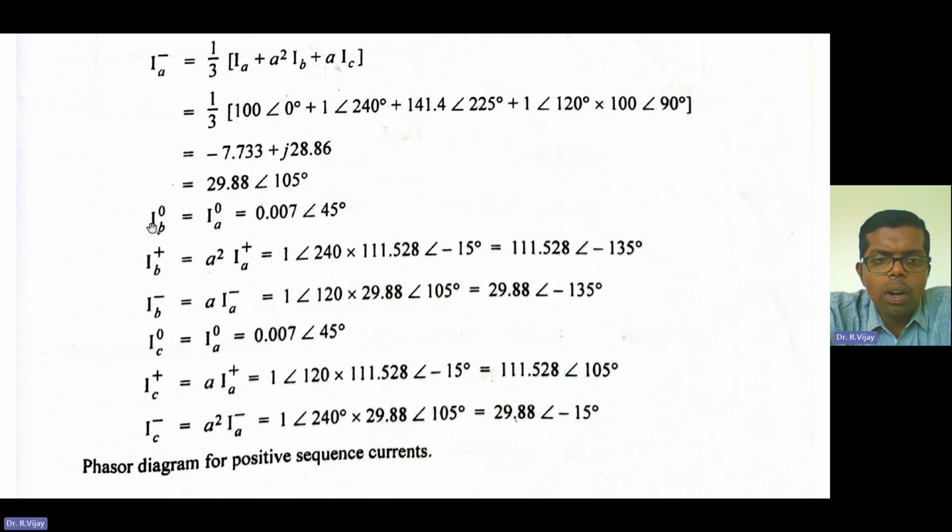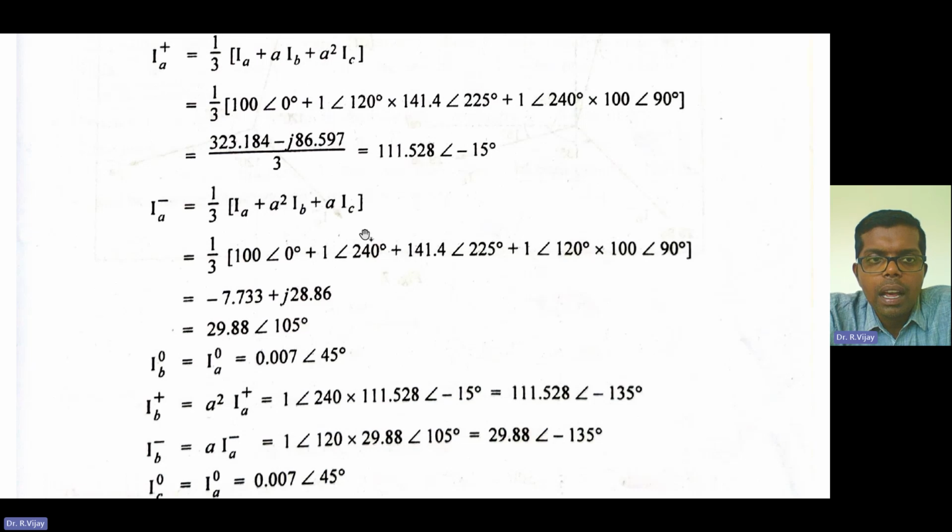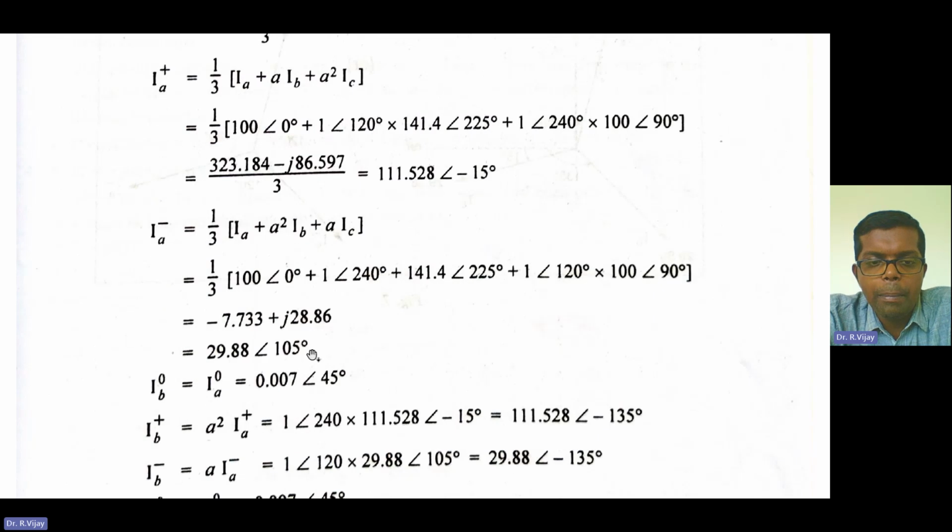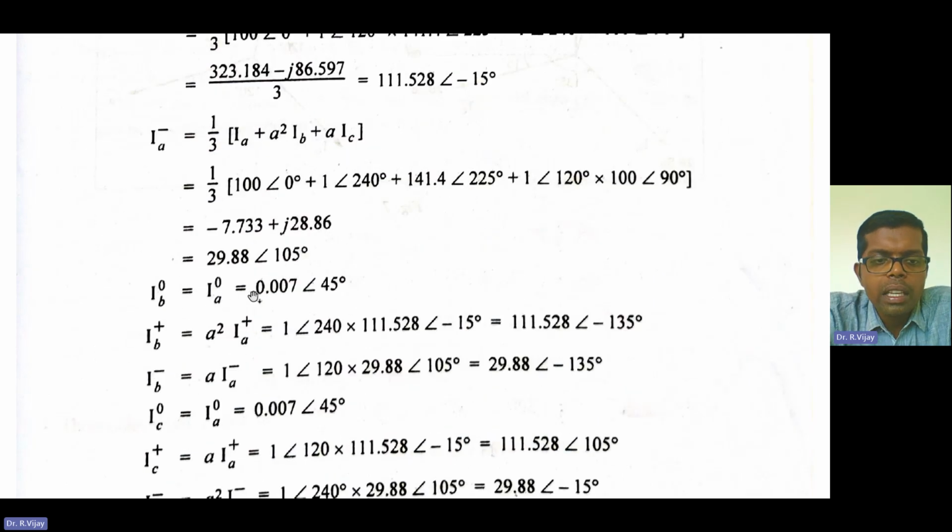Here, again, what you need to do is IB naught. IB naught is equal to IA naught is equal to IC naught. That you already know from the previous one. So IB naught is equal to IA naught. That is the same answer, whatever we got: 0.007 at the angle of 45 degree, because we got here the answer as IA naught is equal to 0.007 at the angle of 45 degree. IB naught is also the same answer.